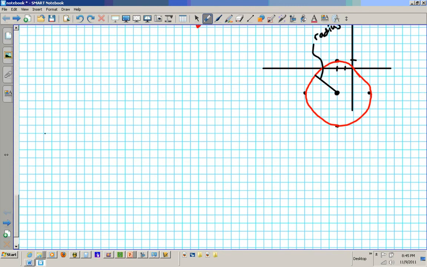Write this down, example 2. Now we're going to try the problem 2x squared plus 2y squared minus 4x plus 12y minus 33 equals 0.